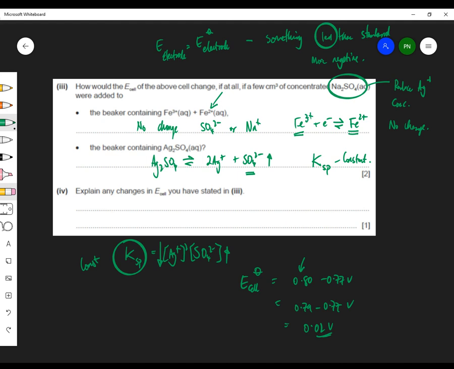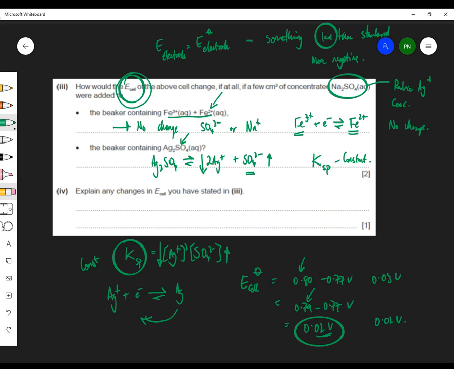So the cell potential, how would the E cell change? No change at all because you're not affecting this equilibria. But how would the cell change if we added sodium sulfate to the beaker containing silver sulfate? Because this would go down. If this goes down, this equilibrium must shift to the left. If it shifts to the left, the electrode potential of the silver goes down, becomes more negative. And if the electrode potential of the silver goes down, this number decreases, and therefore the cell gets more negative as well. Started off at 0.03, and maybe it goes down to 0.02.